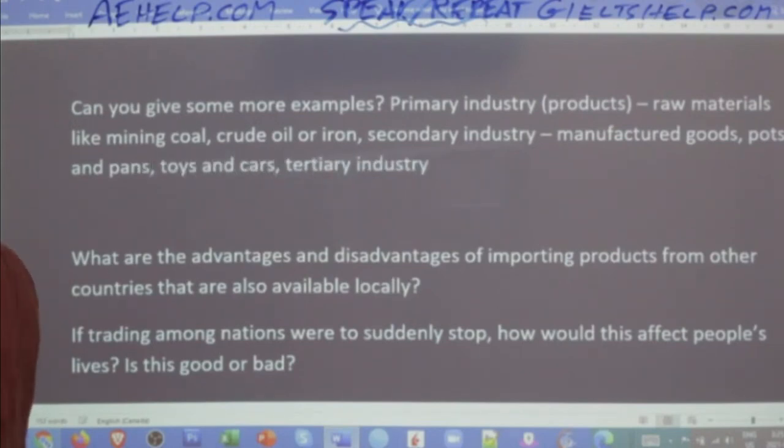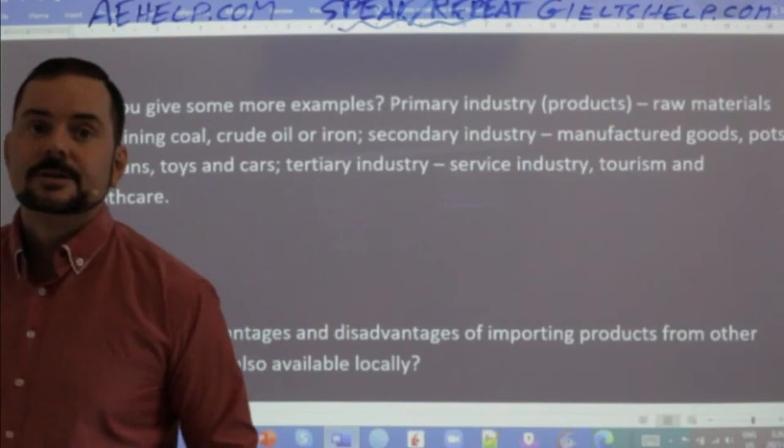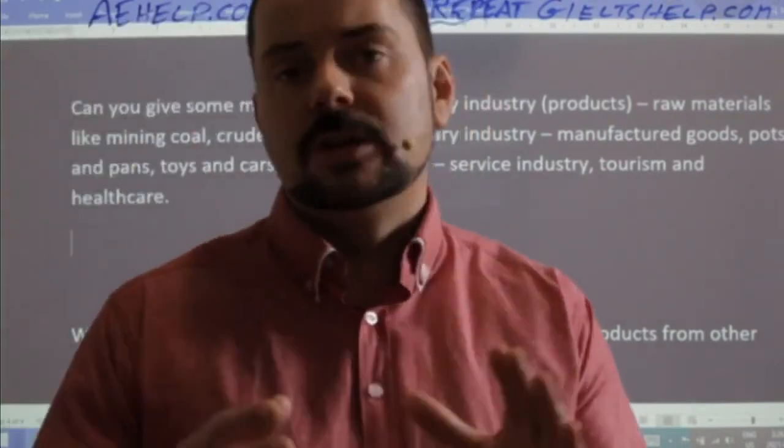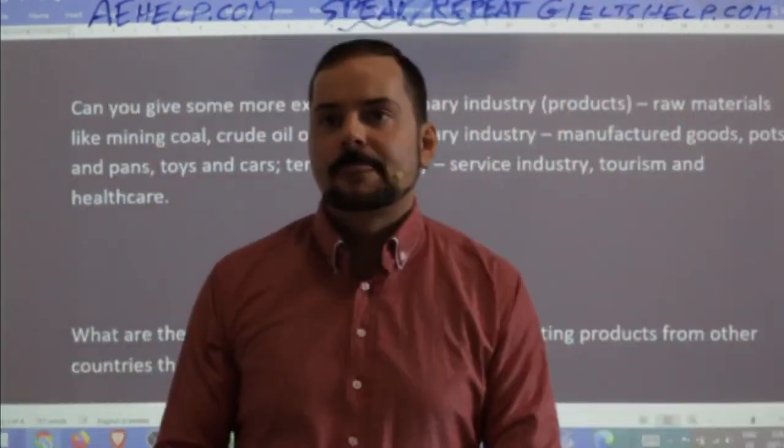So pots and pans, toys and cars. Tertiary industry, let me separate this with a semicolon so that it makes a bit more sense. Tertiary industry, you can probably guess, is the service industry, like tourism and healthcare. Okay. And all of those are traded with nations. So just giving you some more ideas of how you can structure your ideas in this type of pyramid scheme. Okay. All right.